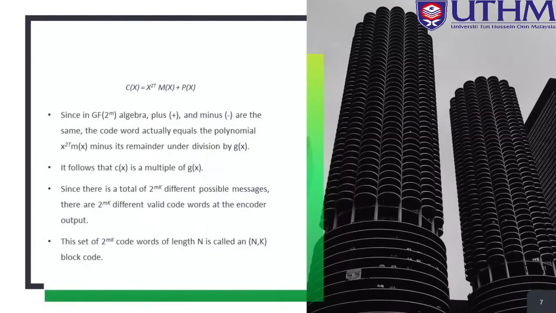Since in Galois field algebra plus and minus are the same, the codeword actually equals the polynomial x^(2t) m(x) minus its remainder under division by g(x). So it follows that c(x) is a multiple of g(x). Since there is a total of 2^(mk) different possible messages, there are 2^(mk) different valid codewords at the encoder output. This set of 2^(mk) codewords of length n is called an (n, k) block code.